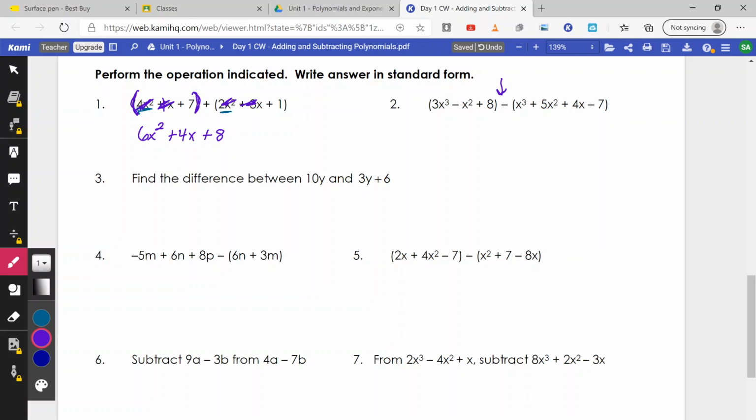So it's not 3x minus x cubed, and then I look at everything else and go vertically. I am subtracting everything. So first guy is the 3x cubed, and I want to make sure I have an x cubed in the other set of parentheses. So there's 1 right there. So I'm going to be doing the subtraction. 3 minus 1 is going to give me 2x cubed.